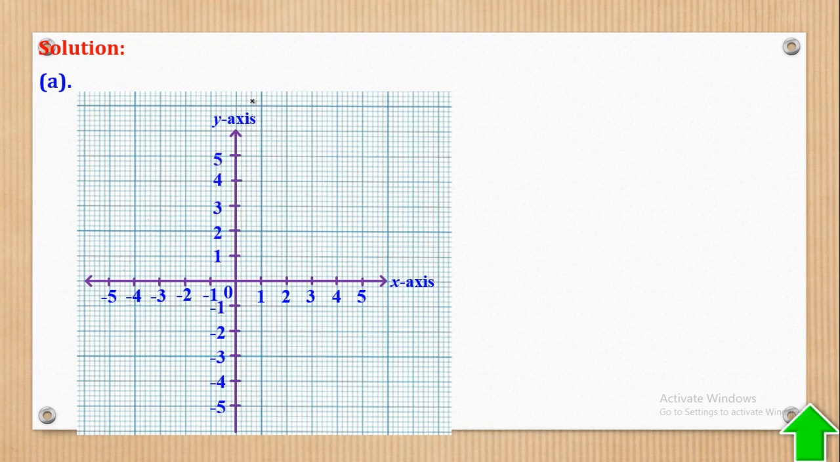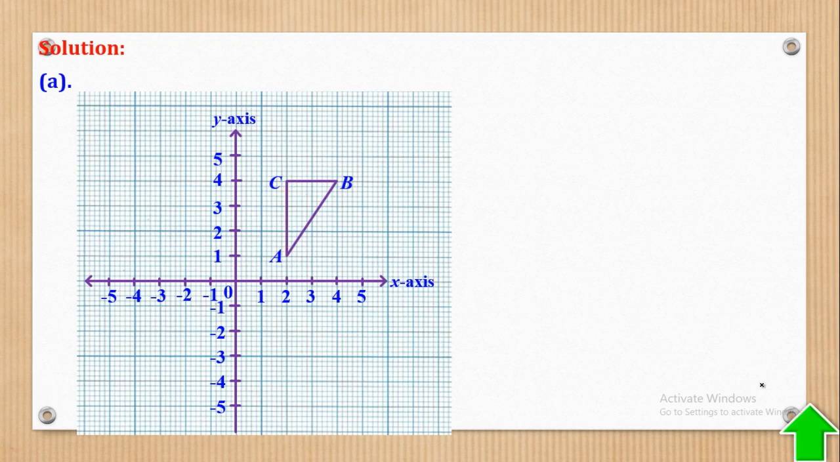Then from there we shall plot points A, B and C. So point A was this, 2, 1. Point B was that, which is 4, 4. And point C was that, which is 2, 4. Then we shall join those 3 points. So we shall join point A to B, B to C, and C to A. And that will be triangle A, B, C.